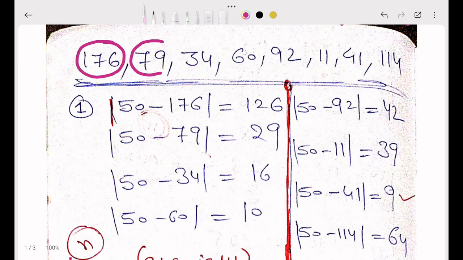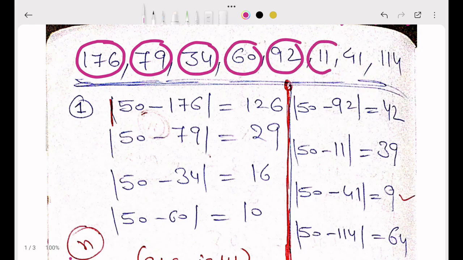Okay, then next is 79, next is 34, next is 60, next is 92, next is 11, next is 41, and next is 114. My head is 50. I am writing here mod actually. Why? Because distance is always positive. So head minus this value, I will subtract.